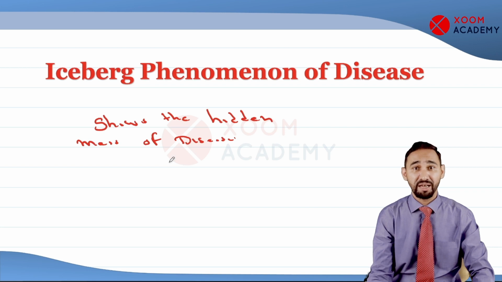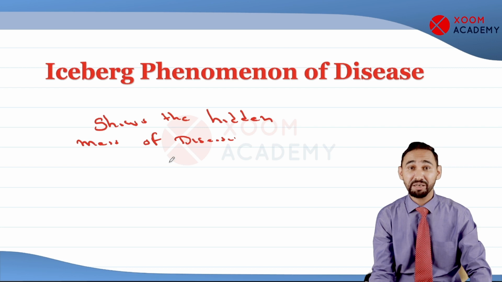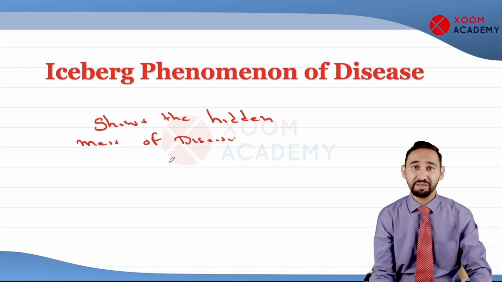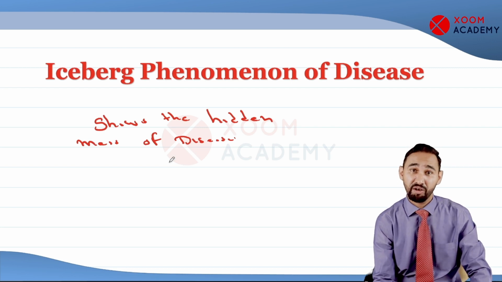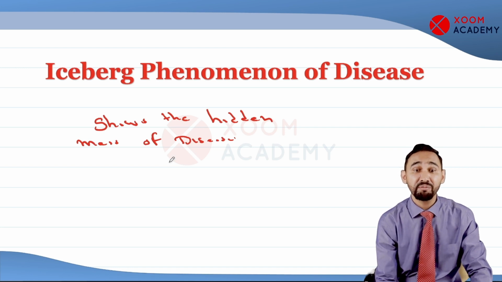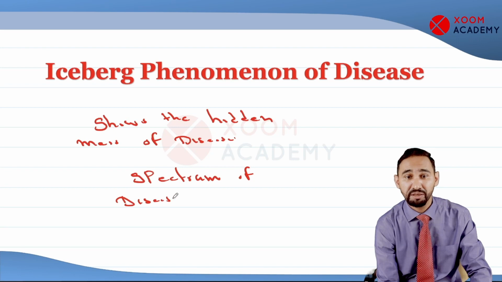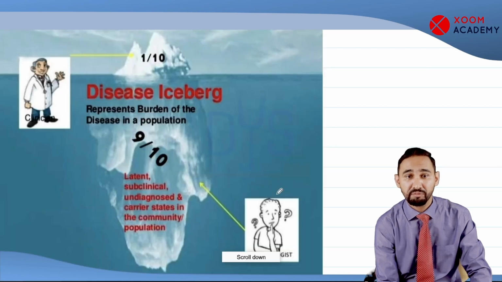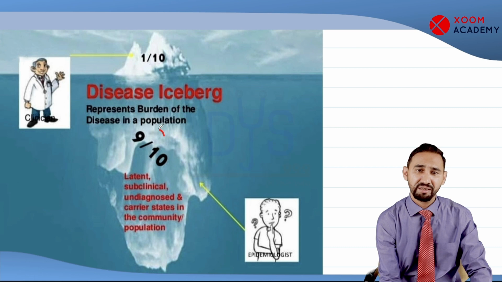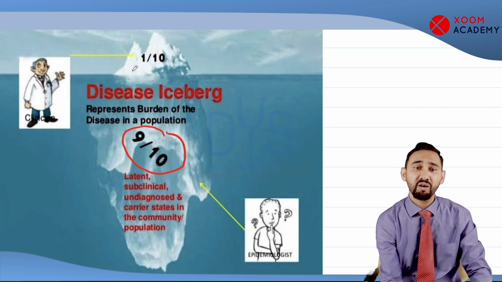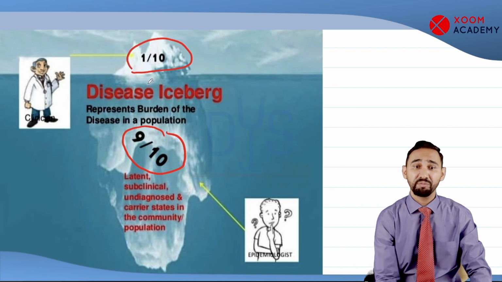Iceberg phenomena show that only the tip is visible, whereas the base, where the hidden burden of disease lies, is not visible. So, iceberg phenomena show the spectrum of disease in the community. There are two spectrums of disease. One is in the clinical setting, and the other is in the community. Iceberg shows the spectrum of disease in the community. Iceberg disease shows that 9 out of 10 cases are not being reported. Only 1 out of 10 cases is being reported in the hospital.